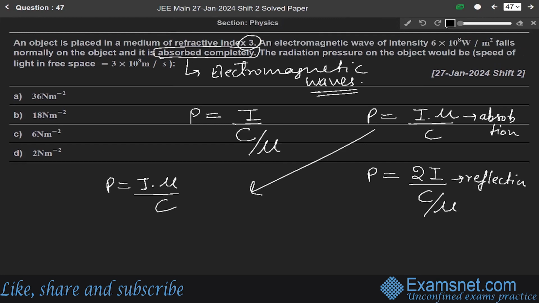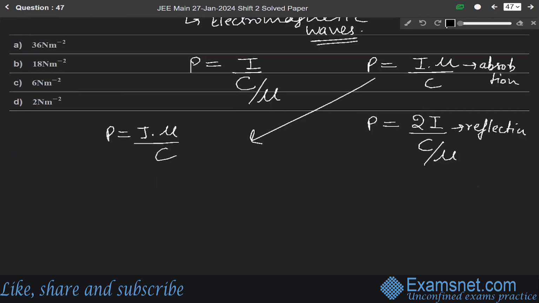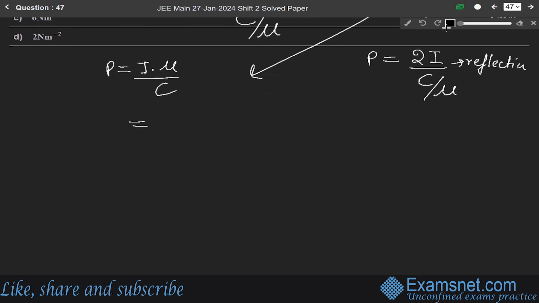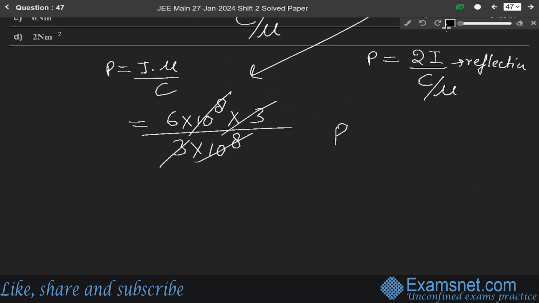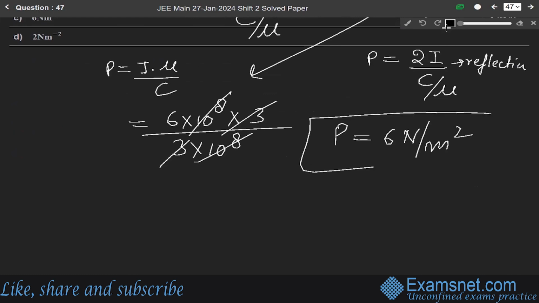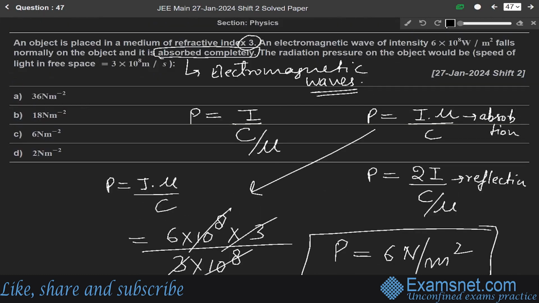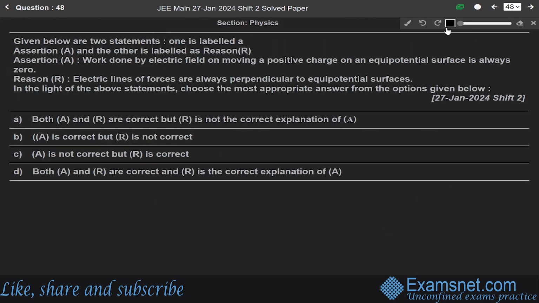6 into 10 to the power 8, mu is 3, and C is 3 into 10 to the power 8. So I is 6 into 10 to the power 8, into mu is 3, over 3 into 10 to the power 8. So the radiation pressure will be equal to 6 Newton per meter square. So our answer is 6 Newton per meter square, option C. Now the next question, question number 48.